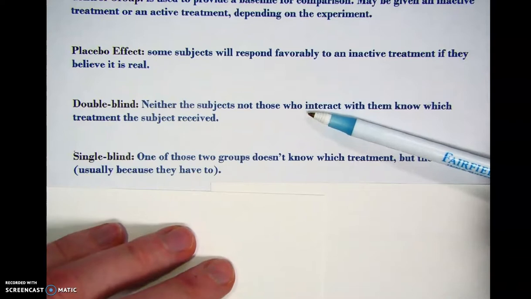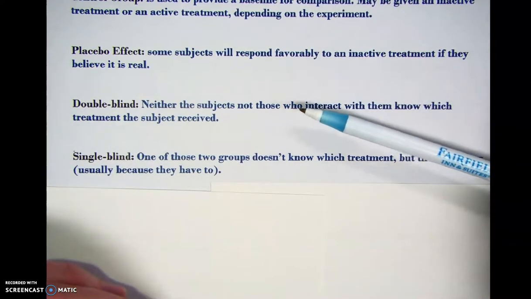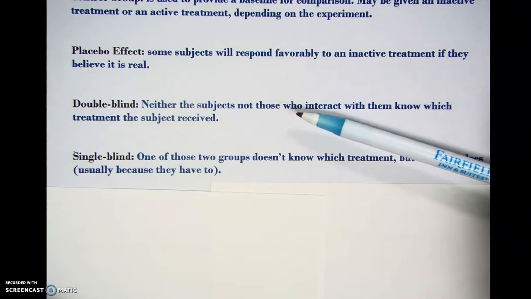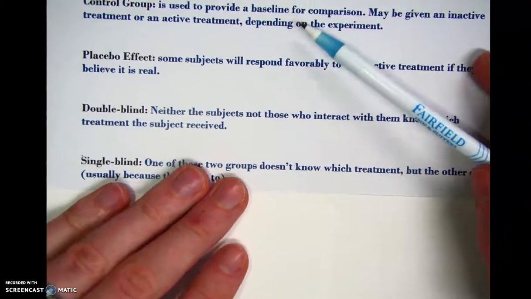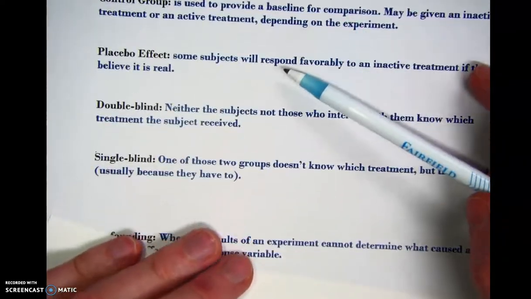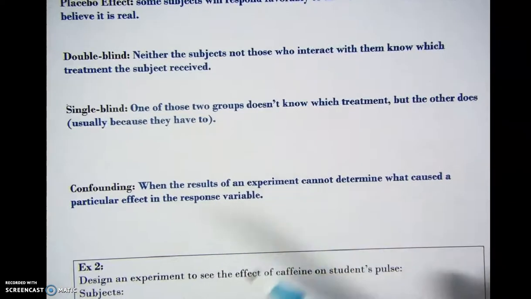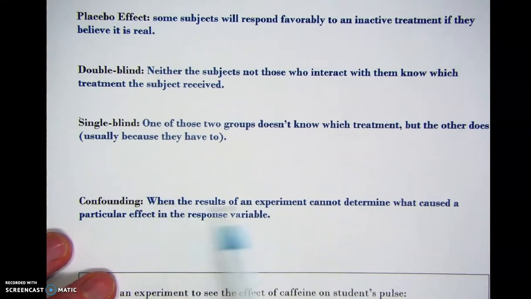And likewise, whatever doctor, nurse, whoever's interacting with them, we don't want them to know what group they're in either, so that there's no bias that we can introduce here. Because if there's any problems, if we don't have a control group, if we don't control for the placebo effect, things like that, then we might have issues. And our word for issues in experiments is confounding. Confounding is when we cannot determine what caused a particular effect.